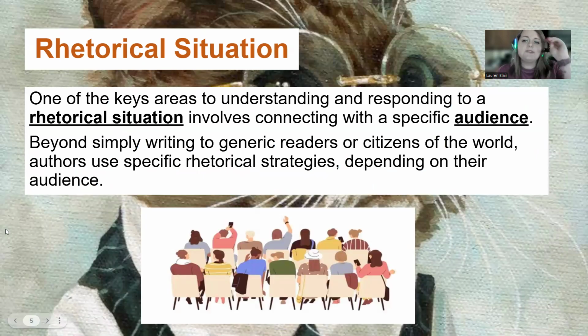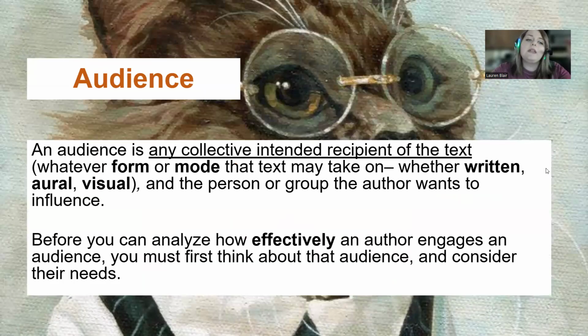One of the keys to understanding and responding to a rhetorical situation involves connecting with a specific audience. Beyond simply writing to a generic reader or citizens of the world, authors use specific rhetorical strategies depending on their audience. An audience is any collective intended recipient of a text, whatever mode or form that text may take on, whether it's written or oral or visual. For our purposes, a text could take on any of those mediums. And the person or group the author wants to influence. Before you can analyze how effectively an author engages an audience, you have to first think about that audience and consider their needs.